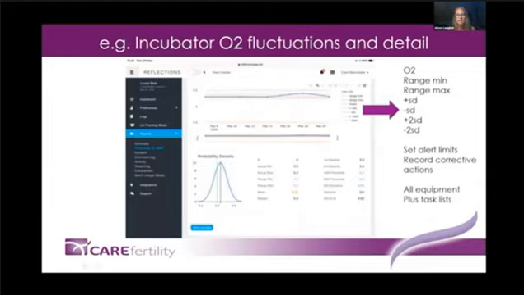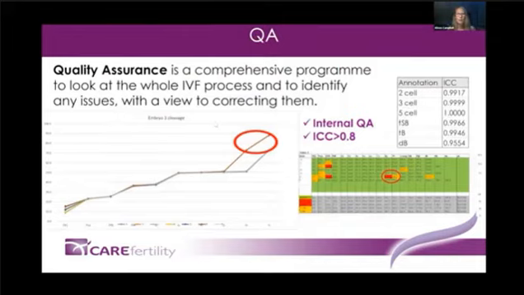We just move on to QA, quality assurance, equally as important, a comprehensive program to look at the whole process of IVF. It helps us identify any issues with a view to correcting them. This chart here is just an example of internal quality assurance that we undertake with time-lapse annotation. So you can imagine it's very important when you're using algorithms for embryo selection to make sure that all embryologists are annotating similarly. So this is a plot of 7 different embryologists. They're annotating exactly the same video.